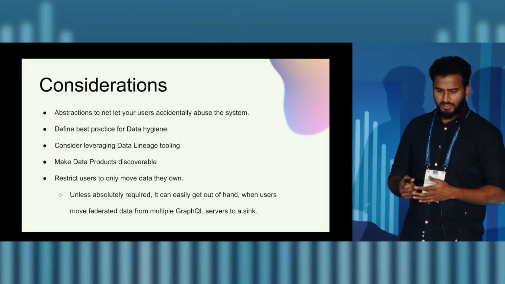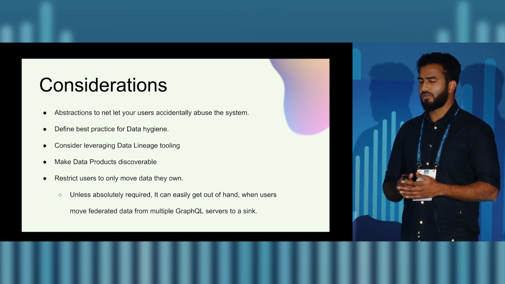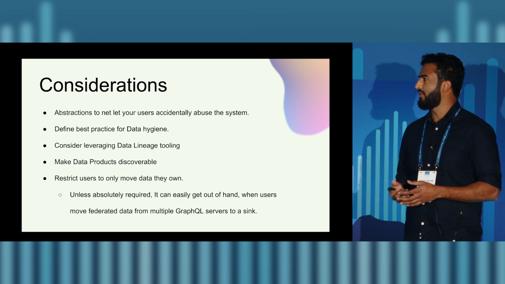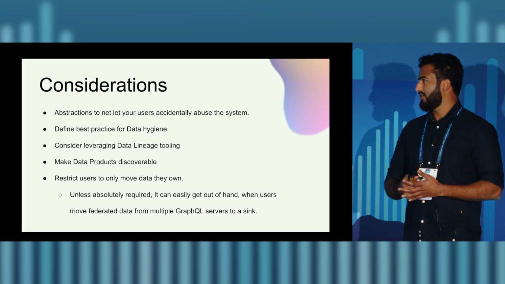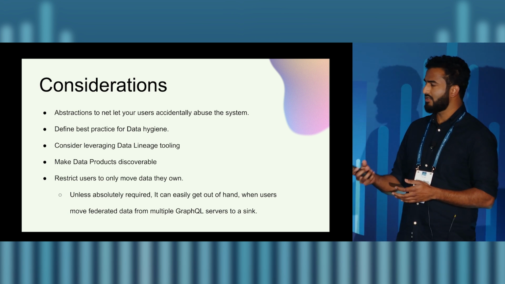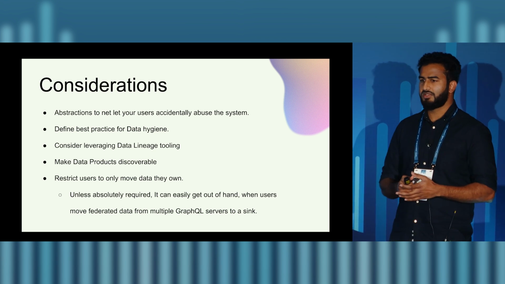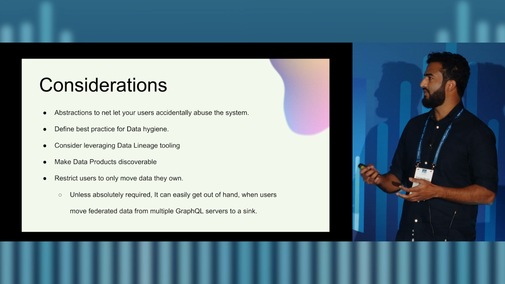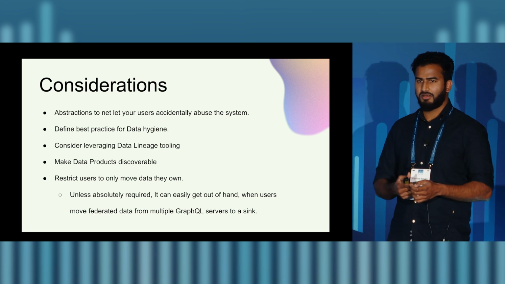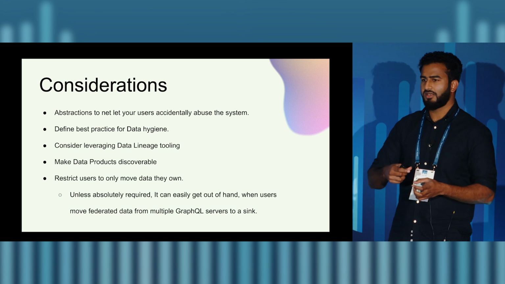So that being said, I want to talk about some considerations to keep in mind if you want to implement this approach. First things first, we have built a lot of abstractions to not let users accidentally abuse the system. There are several ways users can take advantage of the system by touching multiple points of the data that they don't need, or going across the federated DGS. In one case, we saw a user write a query that touches up to 10 or more different DGSs, which is quite expensive when we are talking about CDC.